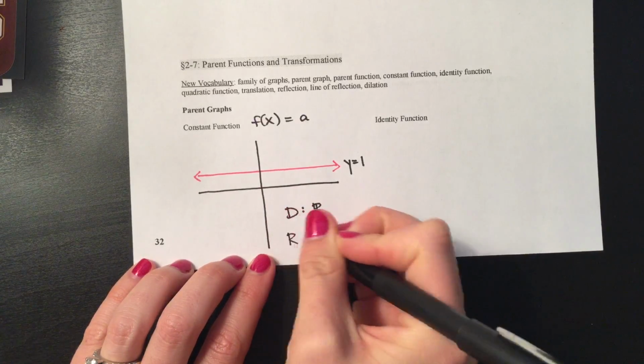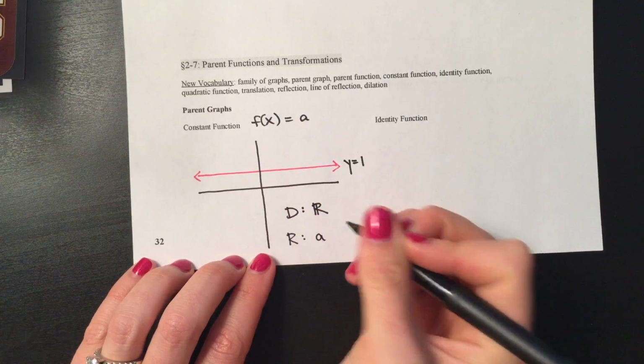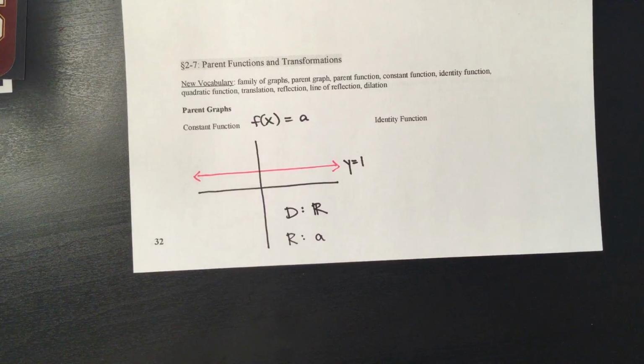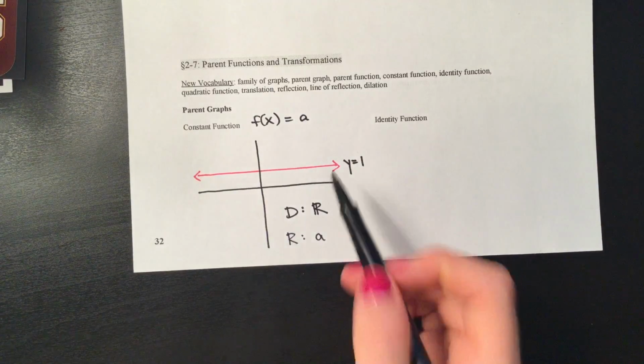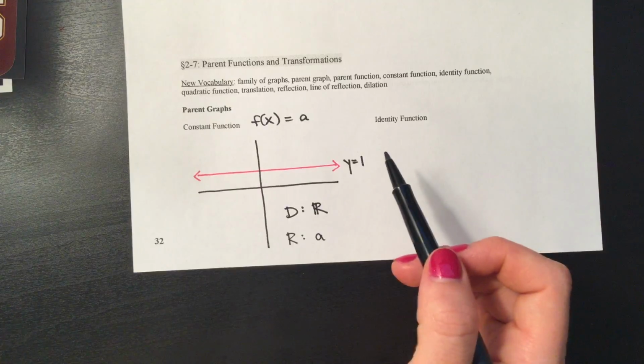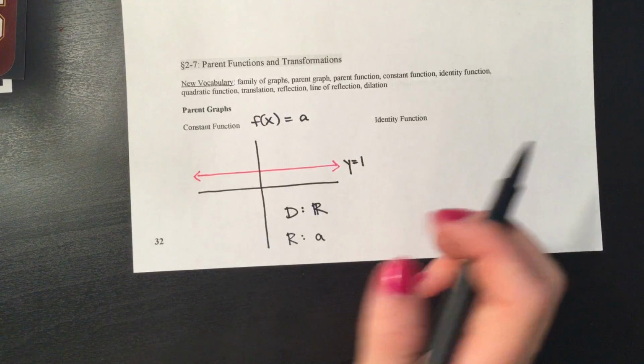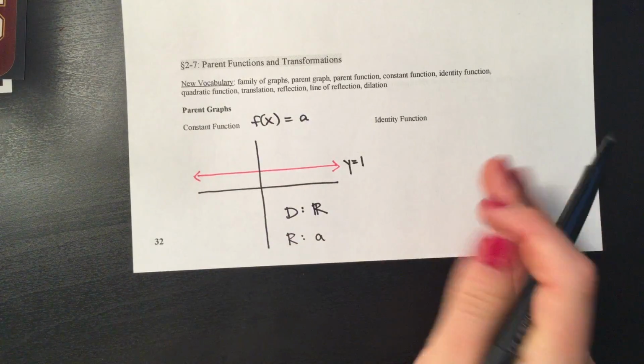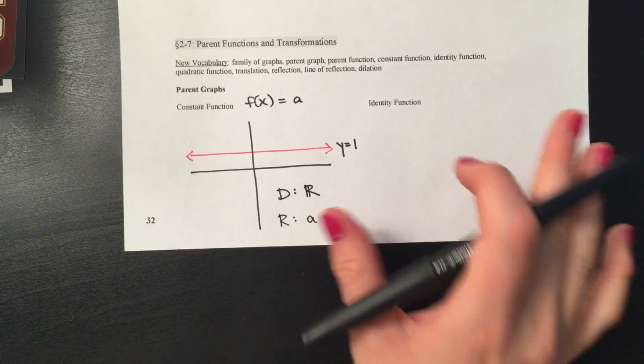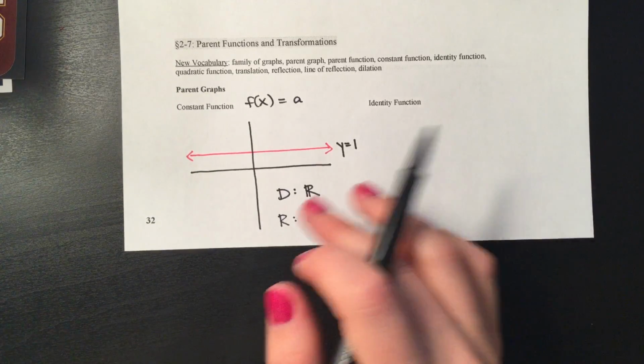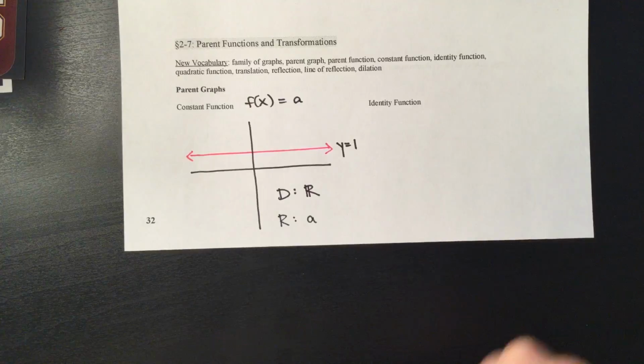But the range is very, very restricted. It's just a. There's just one y value that will ever get hit by this graph. So like here, the range is just 1. Only one single value gets hit. No other y values will ever get hit by this function. All right, so constant function is just a straight horizontal line. So if it was y equals 6, we would plot a horizontal line at 6.